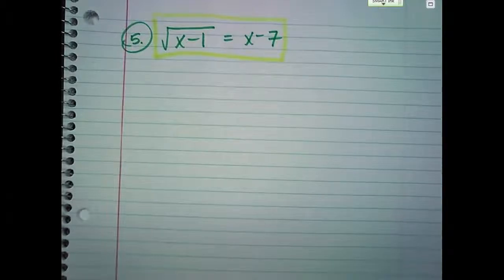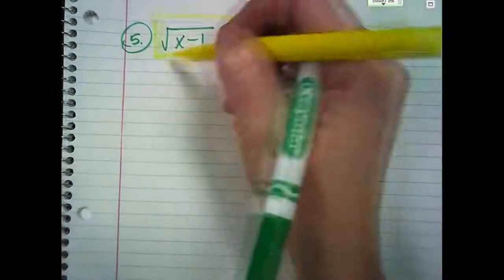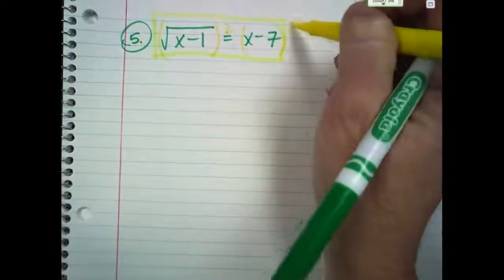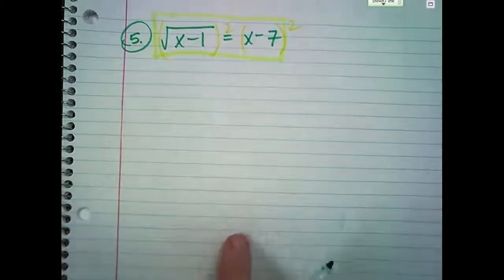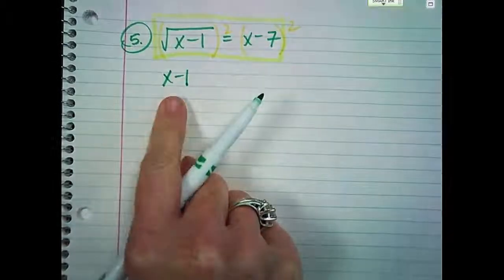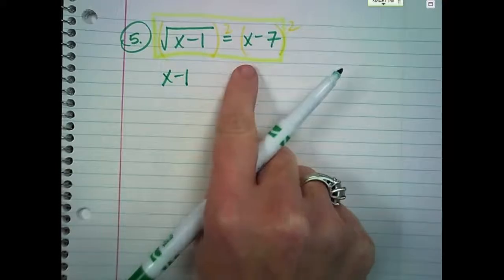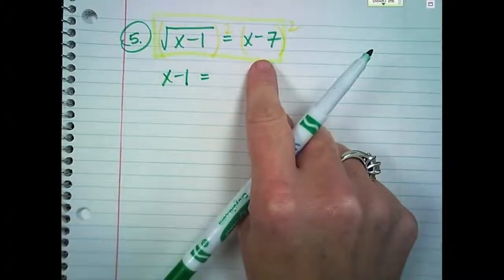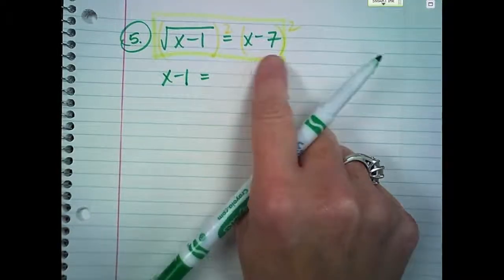What are you going to do to both sides in this kind of problem? Square it, right? And this is the reason we did the warm-up. Because on the left, I'm going to get an x minus 1, which is fine. But on the right is where you can use your shortcut, right? This is a binomial squared.